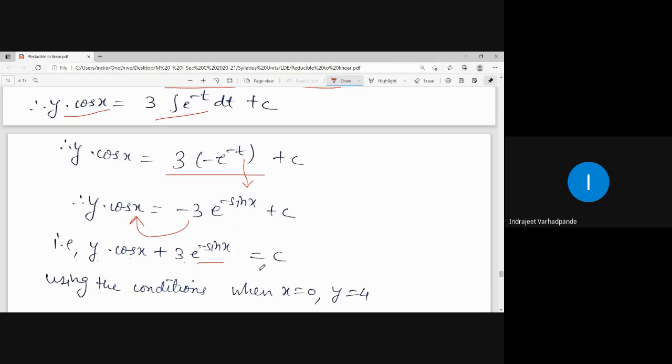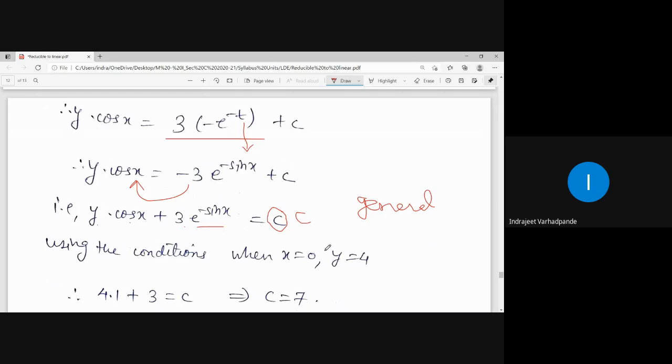Clear? Now I have to use the condition to find the value of arbitrary constant c, because this is a general solution and I am now interested to find the particular solution. So when x is equal to 0, y is equal to 4. Noted up to the general solution, everybody? Purposely I have taken this to LHS, so that I am left with only the value of c, and I am interested in finding out the value of c only.